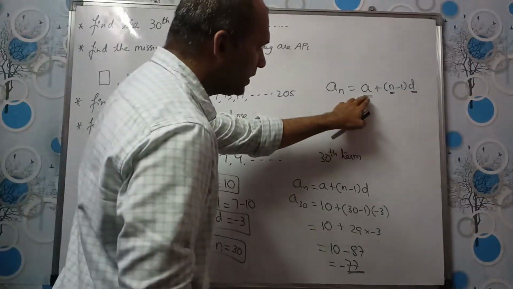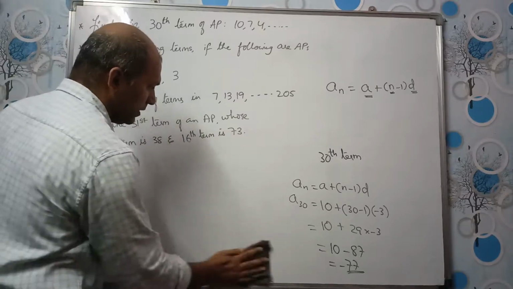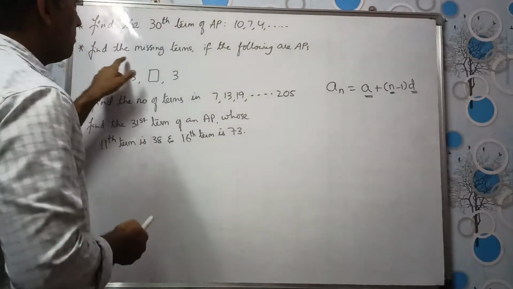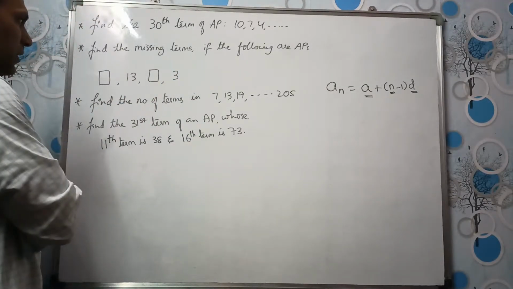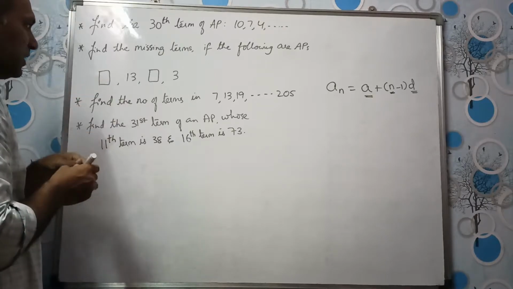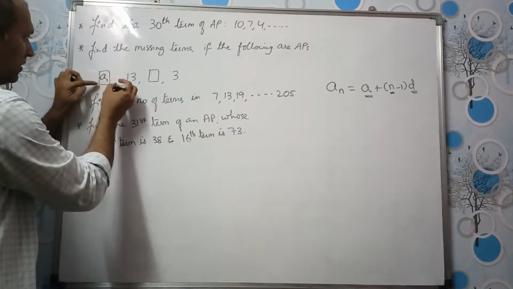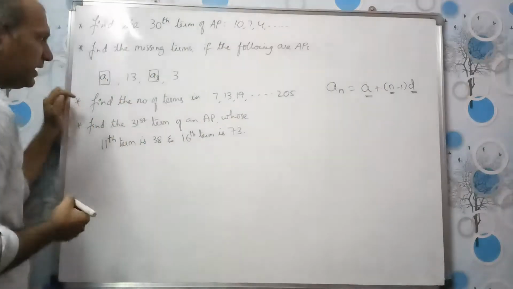Okay, I hope this is clear. First check what is given to us and what we need to find. Okay, let us do the next problem. Find the missing terms if the following are APs. See here, the difference should be same, right? Suppose this is A1, this is A2, this is A3. We need to find A1 and A3.